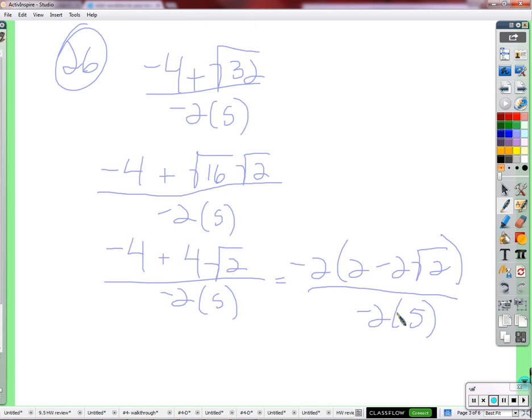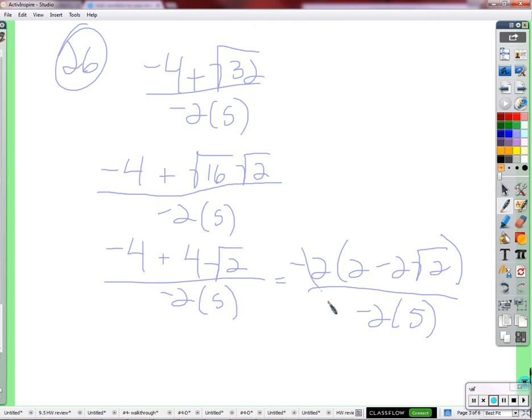Let's just double check that. How do I double check that this is the same as this? Kids? Multiply, you just simplify it. Negative 2, distribute. There's the magic word right there. Distribute. We're going to distribute the negative 2 to the 2: negative 2 times 2 is negative 4. Good? Now negative 2 times negative 2 root 2 gives positive 4 root 2. Okay, so we did it right. We factored out a negative 2 correctly.